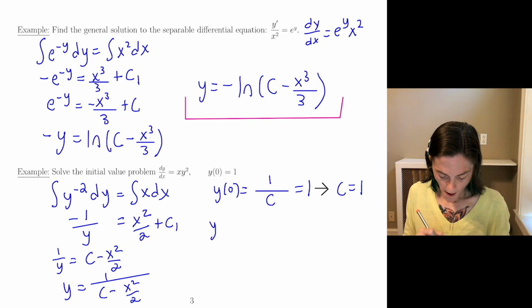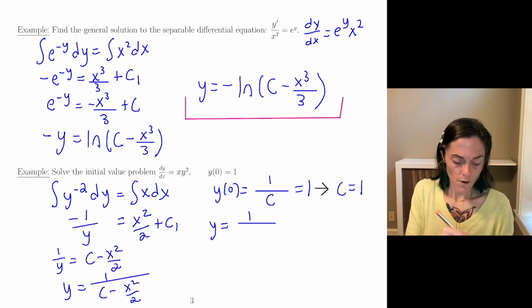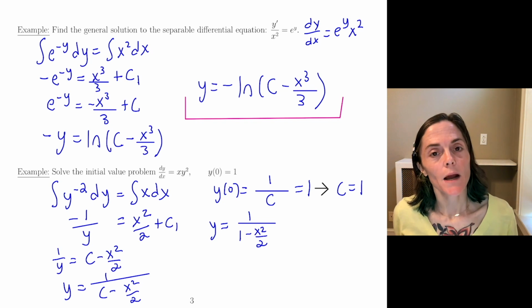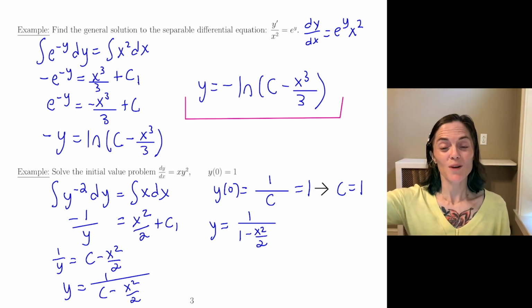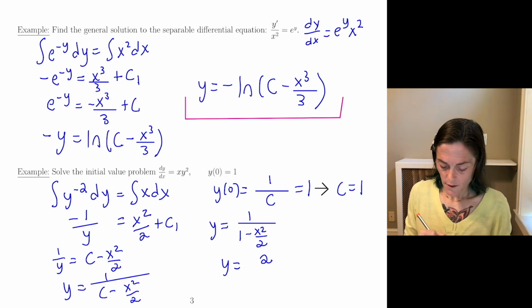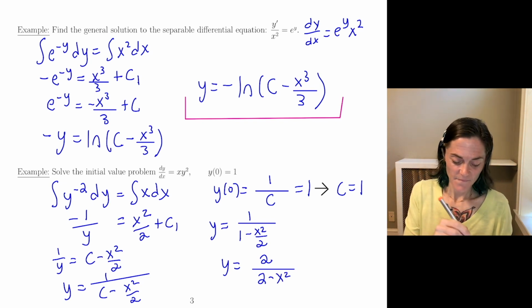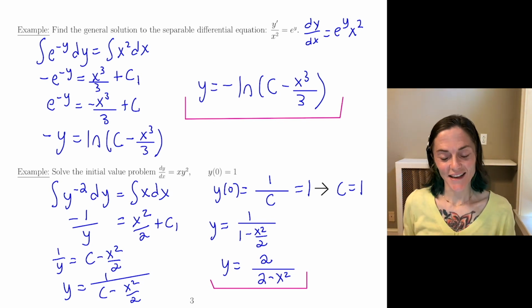So I get that y is 1 over 1 minus x squared over 2. This is where I was saying I typically don't leave fractions in the denominator, so multiply both the numerator and the denominator by 2, and it's a little bit nicer. We have 2 divided by 2 minus x squared. This is my final answer here.